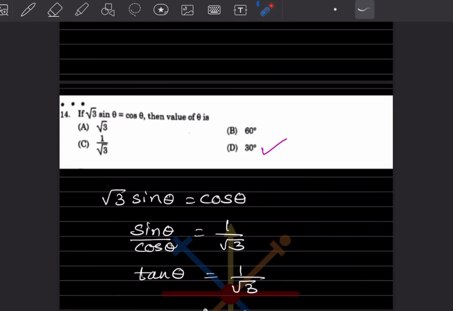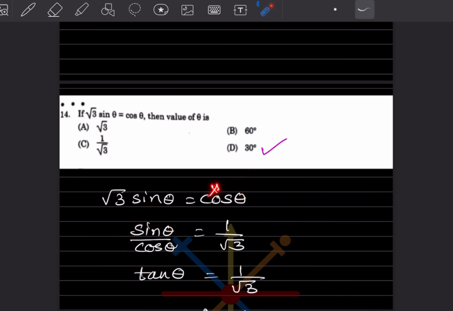If root 3 sin theta is cos theta, then what is the value of theta? The same thing is written here. Now let us rearrange this one. So sin theta is on the left hand side. If we bring this from the right to the left, this is going to get divided.